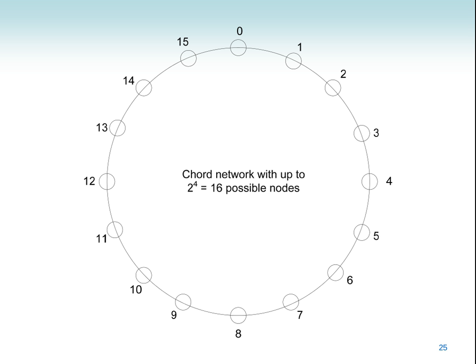So in theory, the routing table for node 8 would be to 9, 10, 12 and 0. Because node 9 is 1 position away, node 10 is 2, 4 and 8. Why do we choose this scheme?